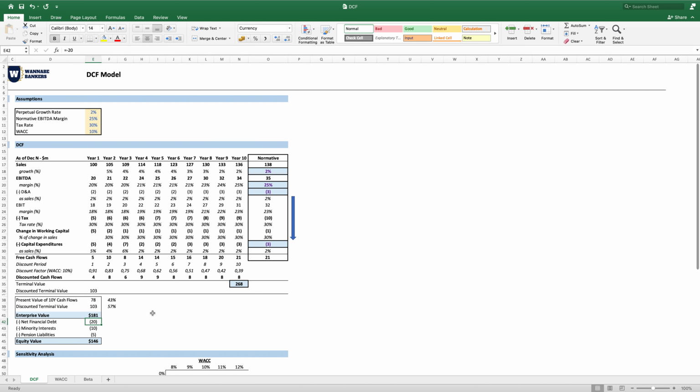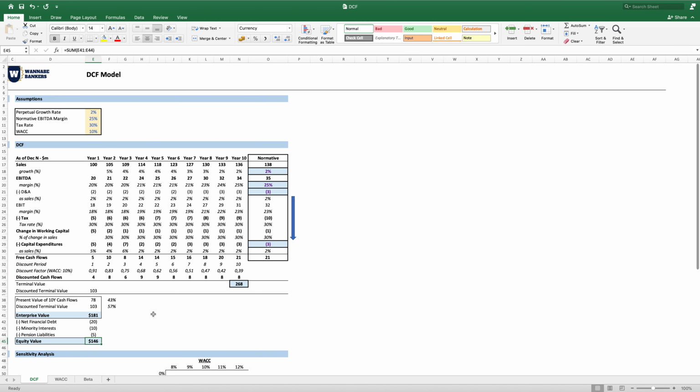Once you have the EV, you can subtract or add the bridge items in order to obtain the equity value. In this example, I assume that the company I'm trying to value has a net financial debt that I subtract. It also has minority interest that I need to subtract. It also has pension liabilities that I need to subtract, and so on and so forth, and I obtain the equity value. So that's it, guys, for the DCF model. This is usually how it works.